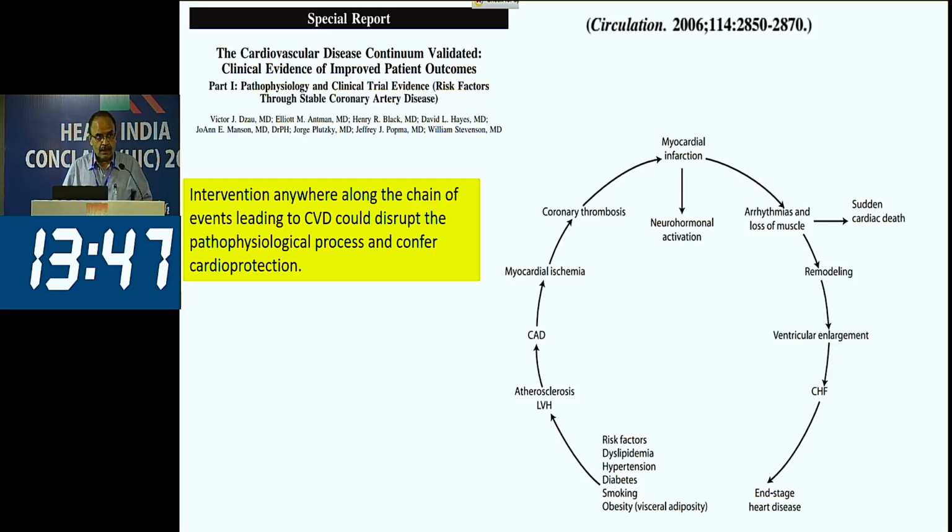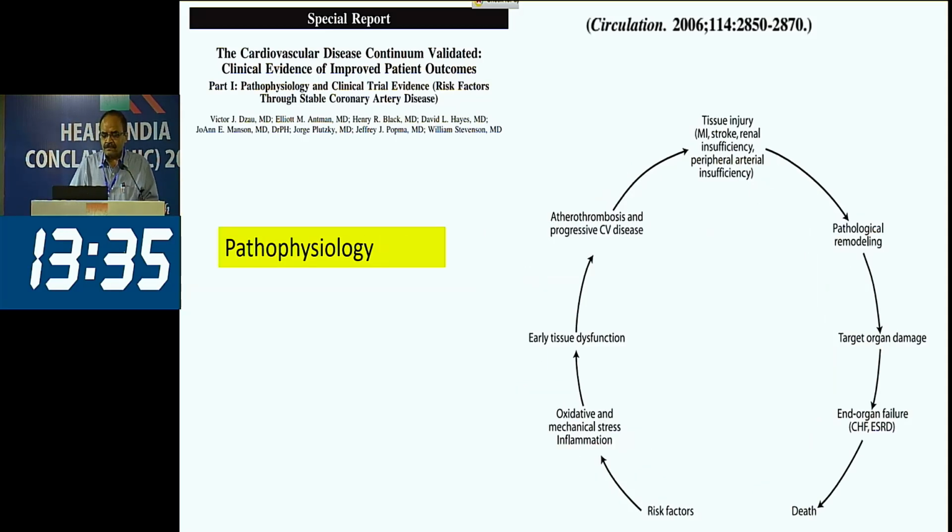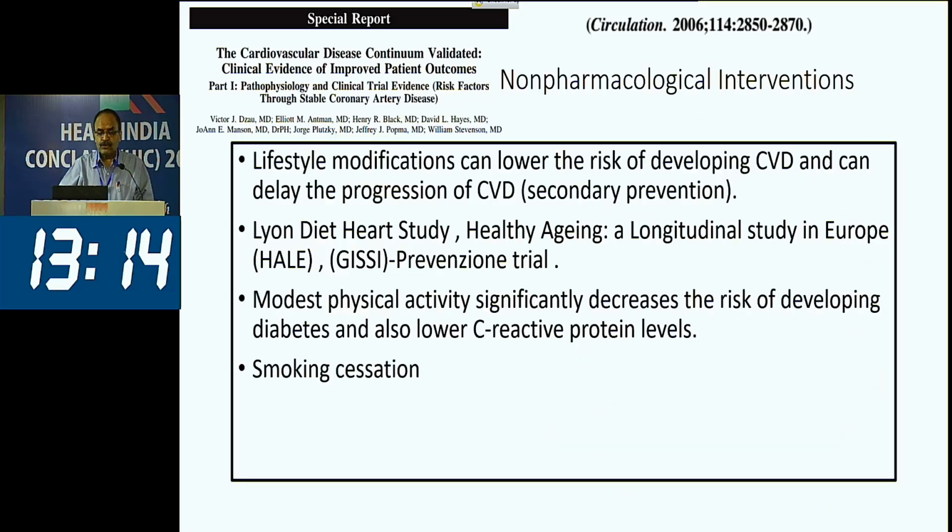The yellow bar highlights the point that the intervention to save anybody can start anywhere in this continuum, and they do help. The pathophysiology of this cardiovascular continuum consists of a number of mechanisms such as oxidative and mechanical stress, inflammation, tissue dysfunction, and later on down the line you have heart failure and also end-stage renal disease, as is shown here.